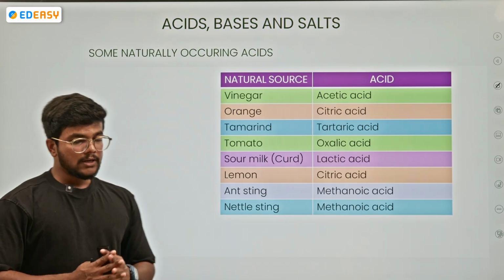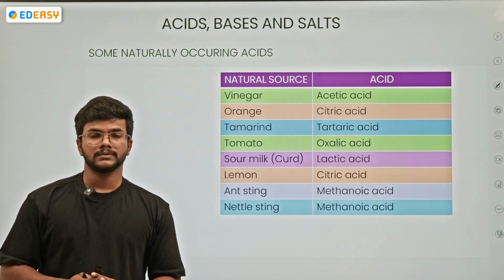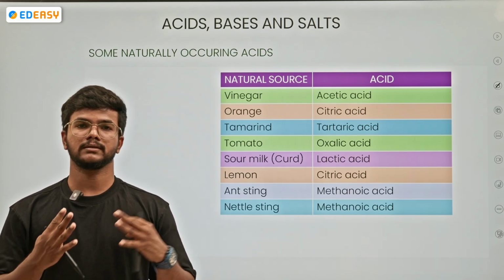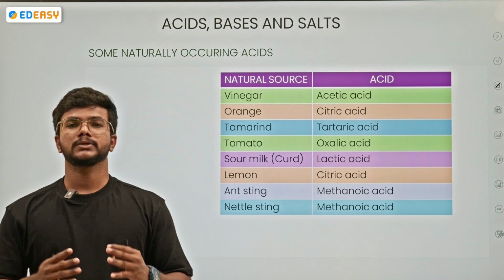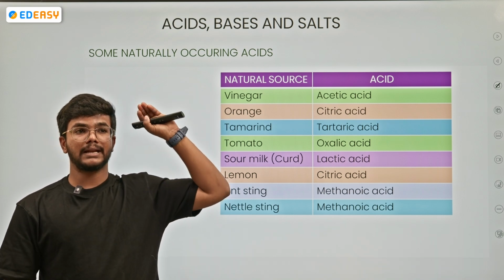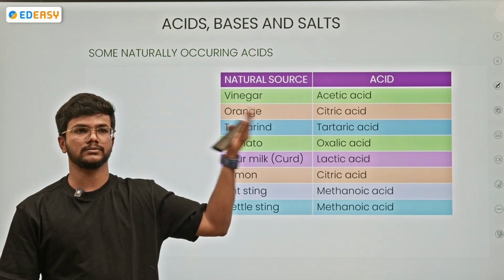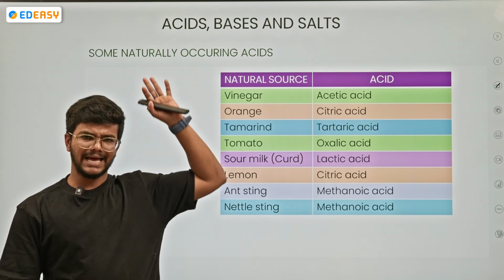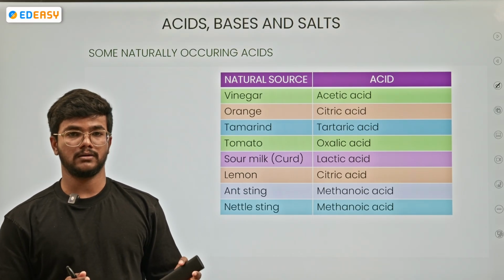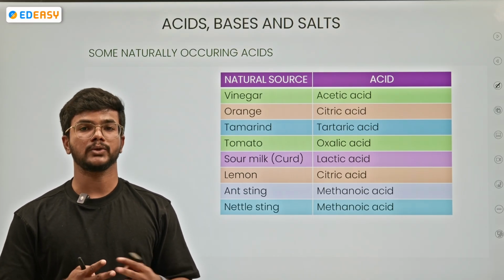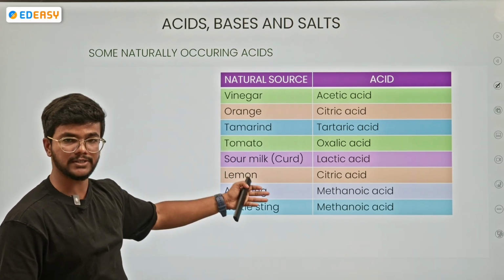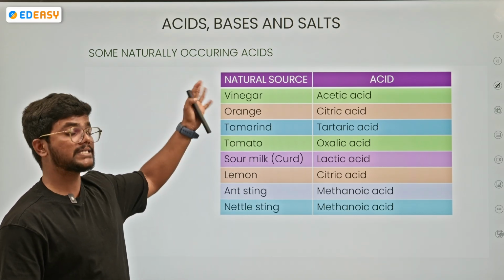Next, some naturally occurring acids. In day to day life we consume different types of food that contain acids. We should know that, not only for the last 2 to 3 years but for the last 10 years, they are asking which type of acid is present in vinegar, orange, tomato or ant sting. So here are some examples of acids from natural sources.